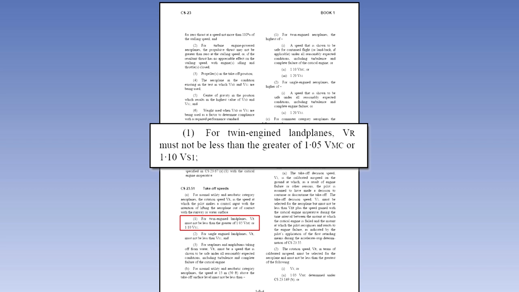VMC is the velocity of minimum control, which means the minimum control speed with the critical engine inoperative. VS1 means the stall speed or minimum steady flight speed obtained in a specified configuration.